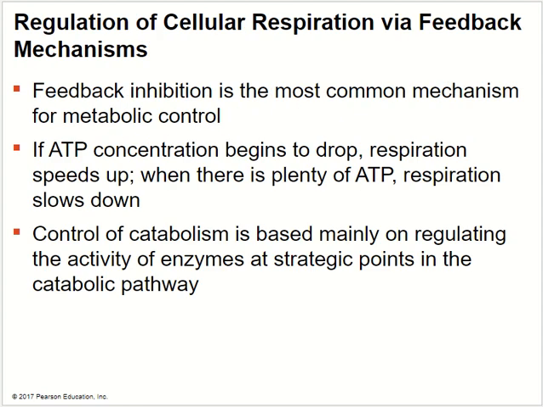Feedback inhibition is the most common mechanism for metabolic control. If ATP concentration begins to drop, respiration speeds up. When there is plenty of ATP, respiration will then slow down. Control of catabolism is based mainly on regulating the activity of enzymes at strategic points in the catabolic pathway.